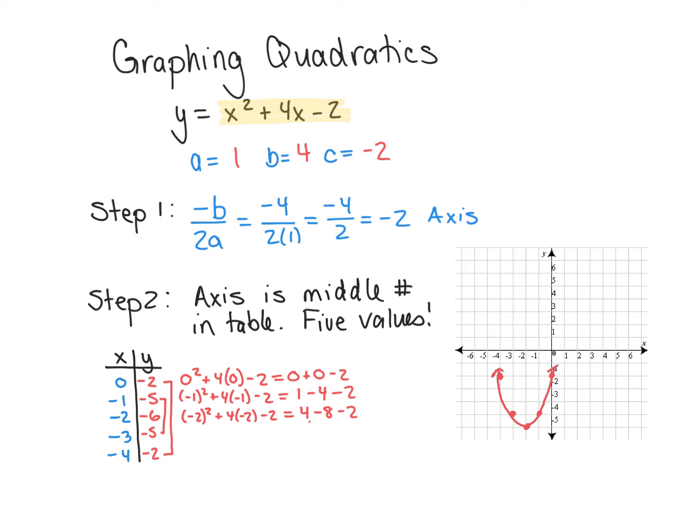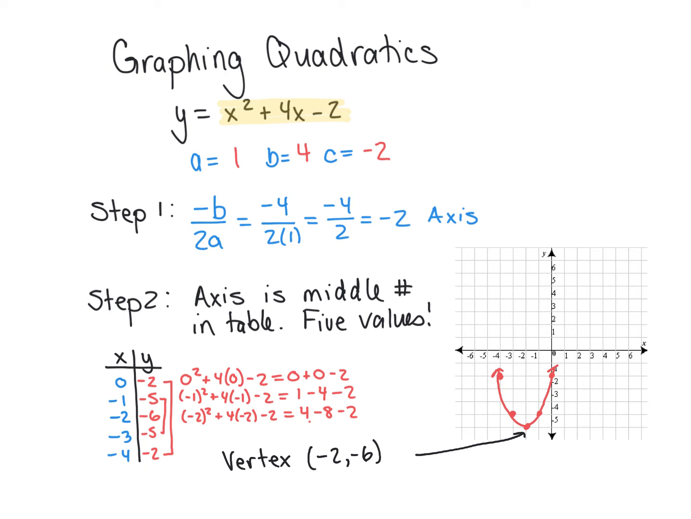It's either going to be a U that is facing upward, or it could be an upside down U. And then the last thing that we're going to do for a problem like this is identify the vertex. The vertex is the middle ordered pair. So the vertex of this graph is going to be -2, -6, which makes sense because the vertex is this point right here. It's the one that's in the middle.